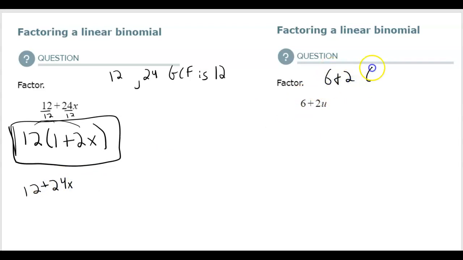6 and 2, our greatest common factor is 2. So if I divide everything by 2, we get 3 plus u.